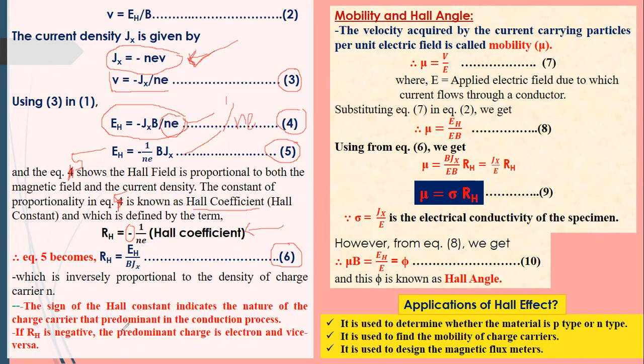So we have already mentioned some amount of information. This is all about the Hall coefficient and Hall constant. Now let us move towards the mobility and Hall angle.